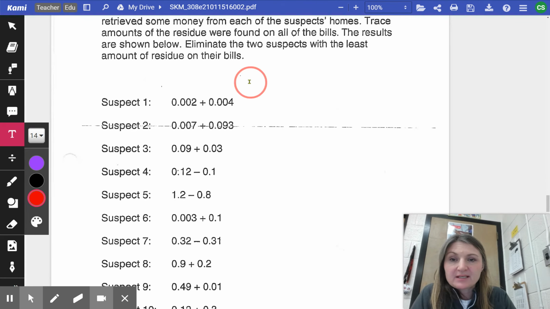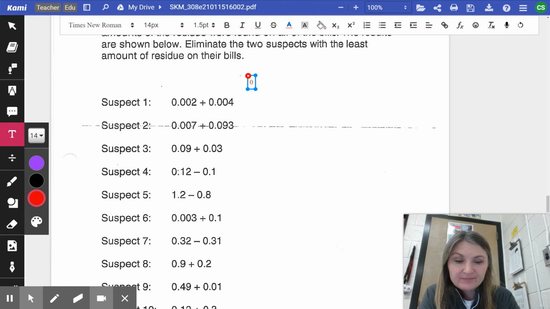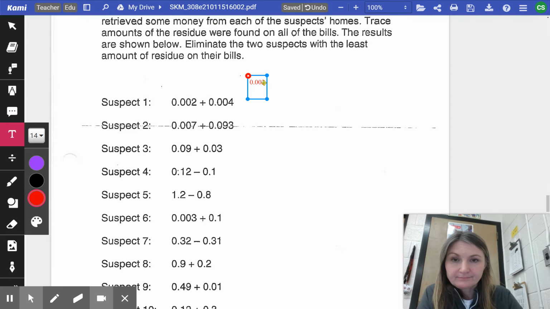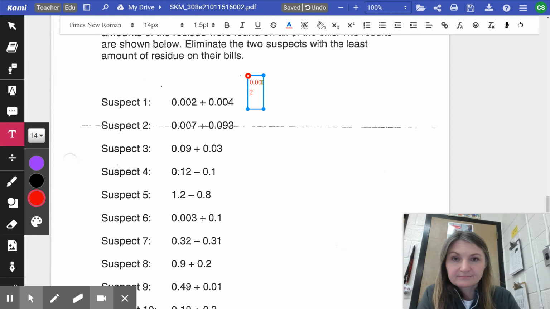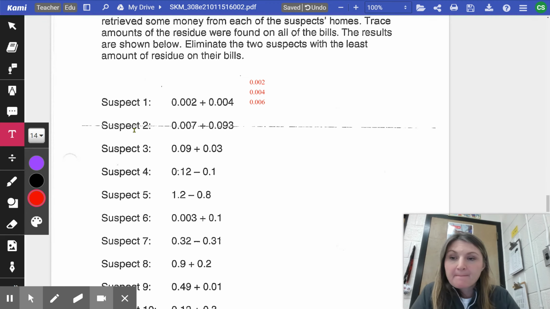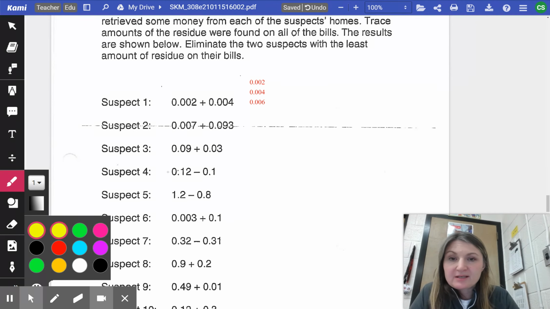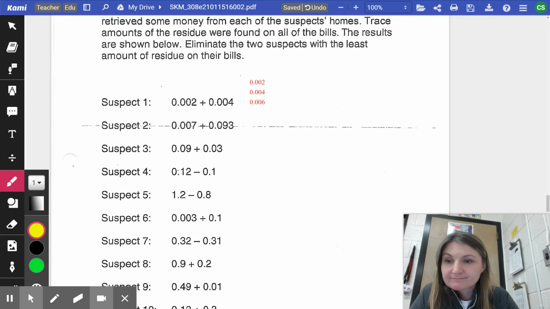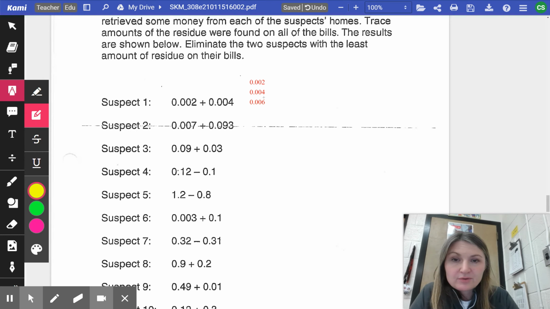So when you do have decimals, remember to line up your decimals. 0.006. Maybe highlight your answer so at the end you can find the 2 that are the smallest. Use my markup tool and highlight. Okay, 0.06, you have to go through all 10 suspects and then find the 2 numbers that are the smallest to eliminate them.